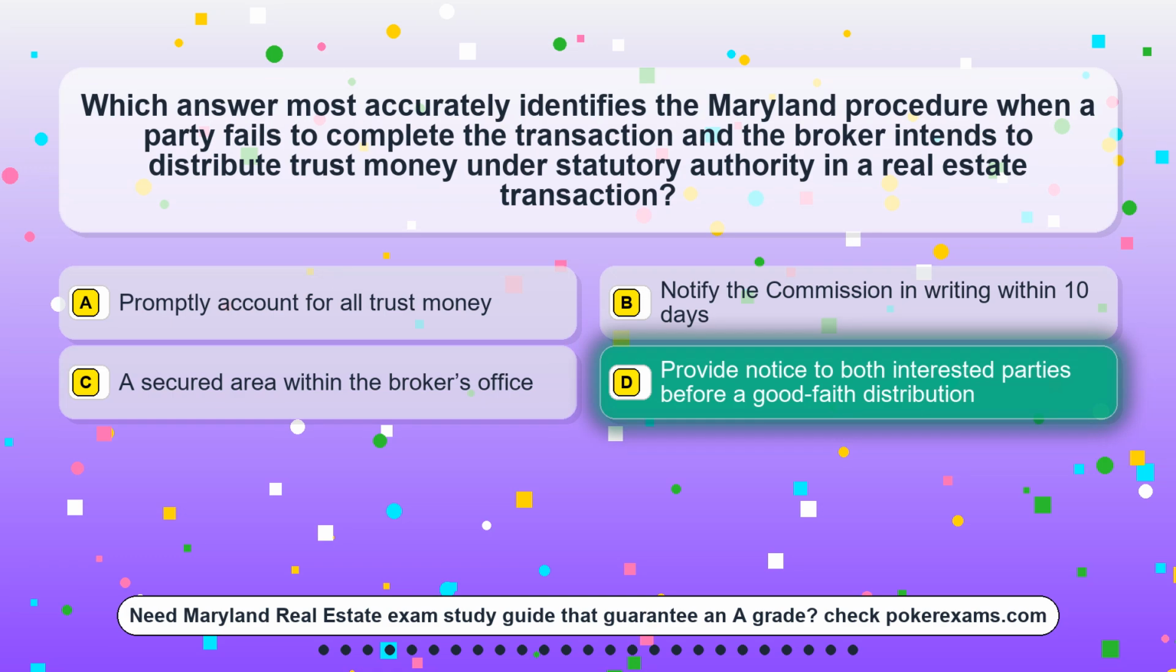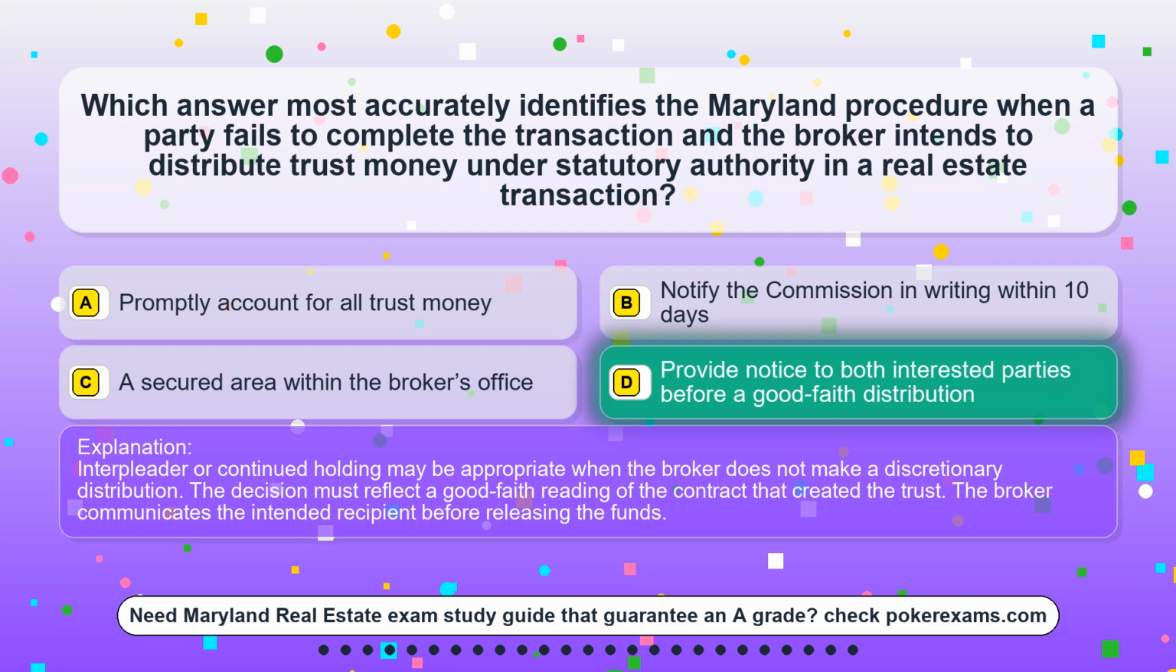The correct answer is option D, provide notice to both interested parties before a good-faith distribution. Interpleader or continued holding may be appropriate when the broker does not make a discretionary distribution. The decision must reflect a good-faith reading of the contract that created the trust. The broker communicates the intended recipient before releasing the funds.